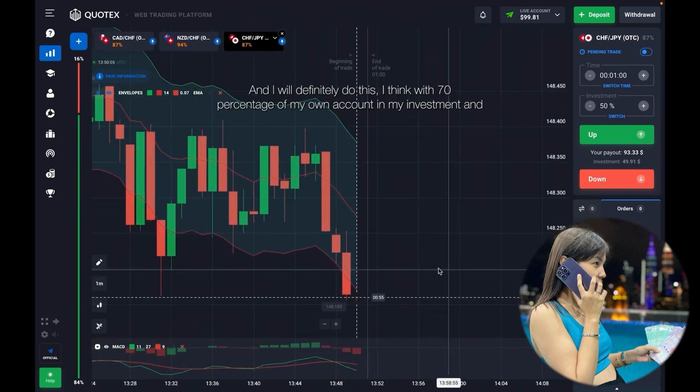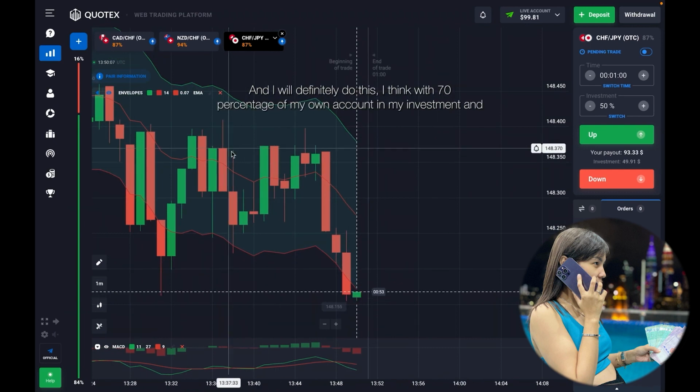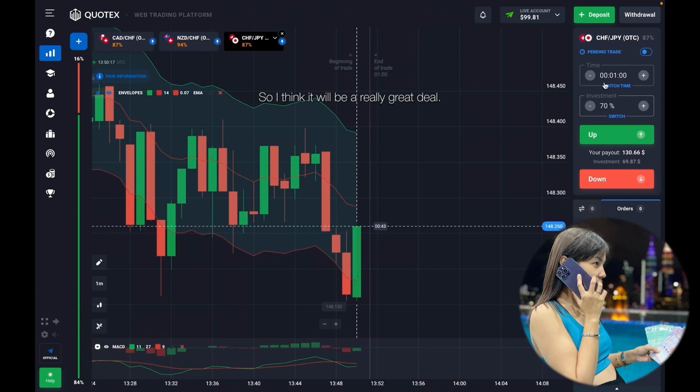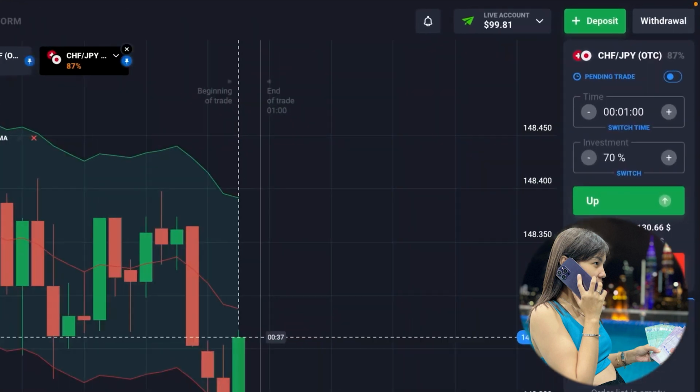So I will definitely do this, and I think with 70% of my account in my investment. And pay attention, I'm doing all trades here for 1 minute only. It's very important, guys. I think it will be a really great deal, and here be ready for a put option right now.